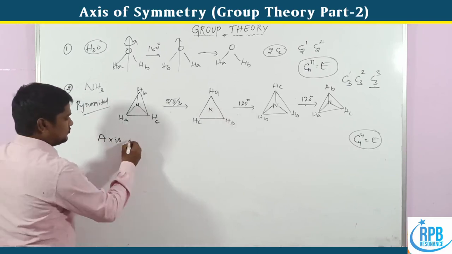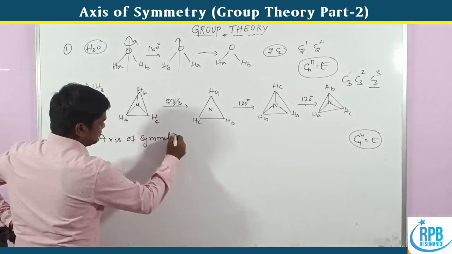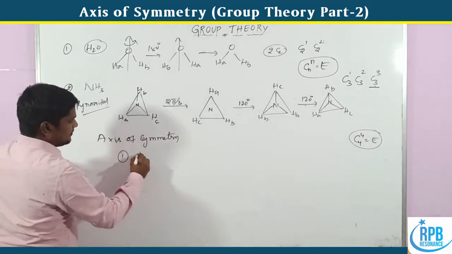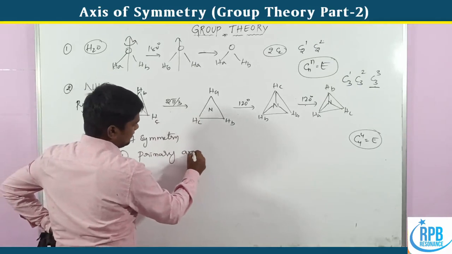Not only this proper axis of symmetry, the axis of symmetry is simply classified into two types. One is the primary axis of symmetry.